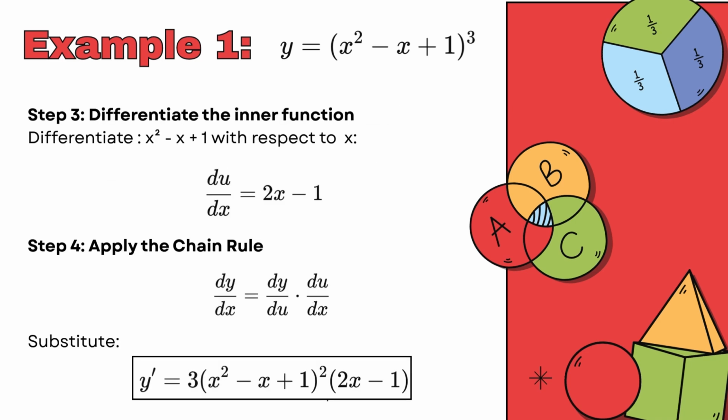Step 3. We multiply by the derivative of the inner function. The derivative of x squared is 2x. The derivative of negative x is negative 1. And the derivative of the constant 1 is 0. So now for step 4, we apply the chain rule. Multiplying this together, our final derivative becomes 3 times the quantity x squared minus x plus 1, squared, multiplied by the quantity 2x minus 1. That completes the derivative using the chain rule.